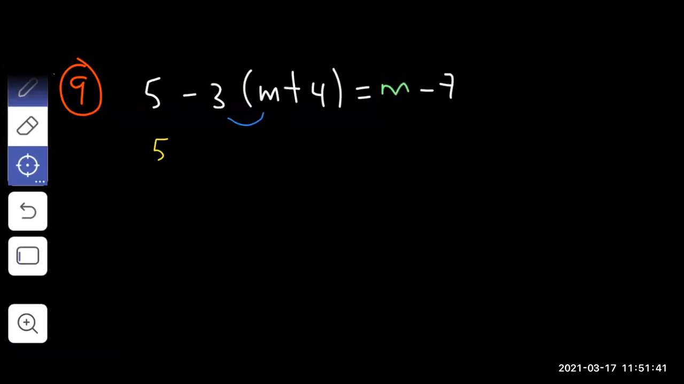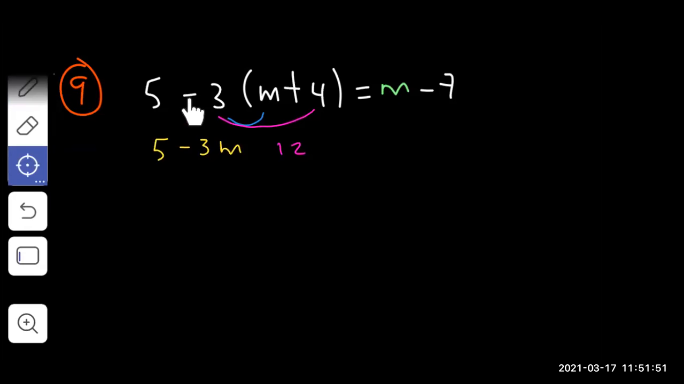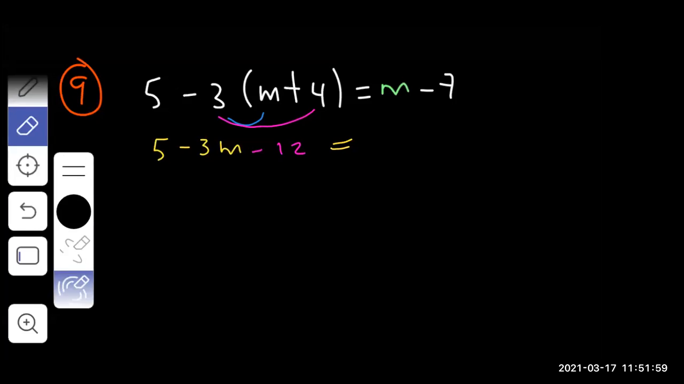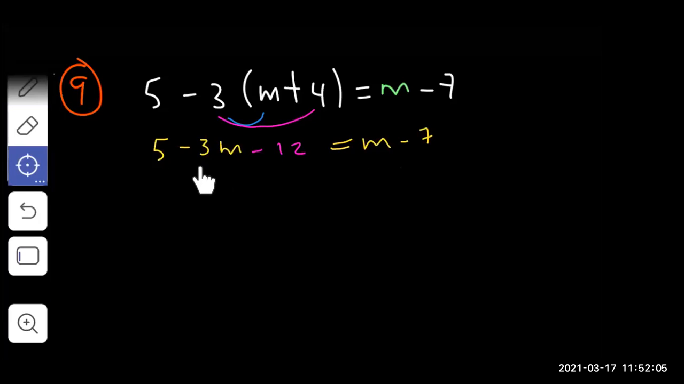Negative 3 multiplying m is negative 3m, right? And then let's multiply 3 times 4. 3 times 4 is going to be 12. Positive or negative? One is negative, the other is positive, so the relationship is going to be negative. Equals, in this case, guys, m minus 7, I just copy it, because it's exactly the same thing. Again, now you have no parentheses.